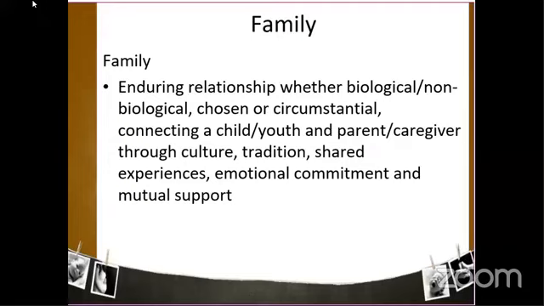Agatha Tonui: a family is the basic unit of a society that consists of persons related by blood, marriage, or adoption. Thank you so much. It's actually correct.